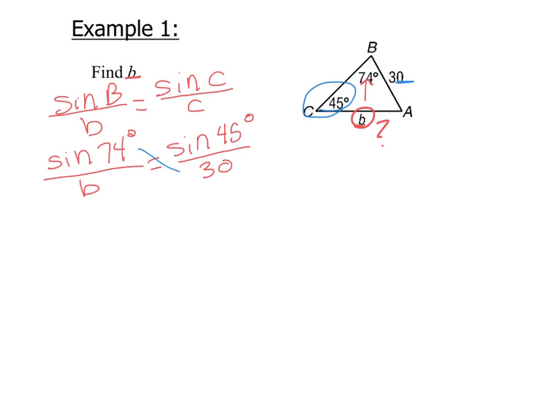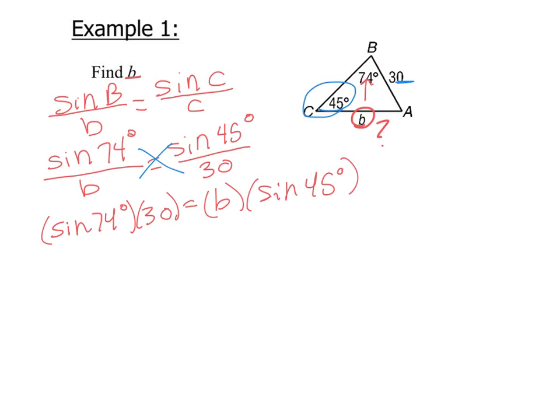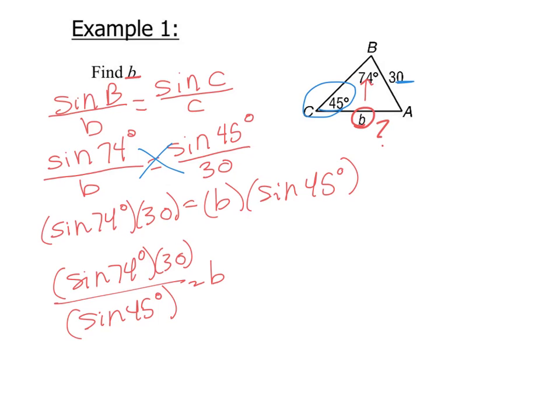Remember this? Two proportions set equal to each other, or two fractions set equal to each other. I can simply cross multiply that. So I would have the sine of 74 degrees times 30 equals B times the sine of 45 degrees. Okay, and then I'm solving for B, so now I want to divide both sides by the sine of 45 degrees. So the sine of 74 degrees times 30 divided by the sine of 45 degrees is what is going to equal B.